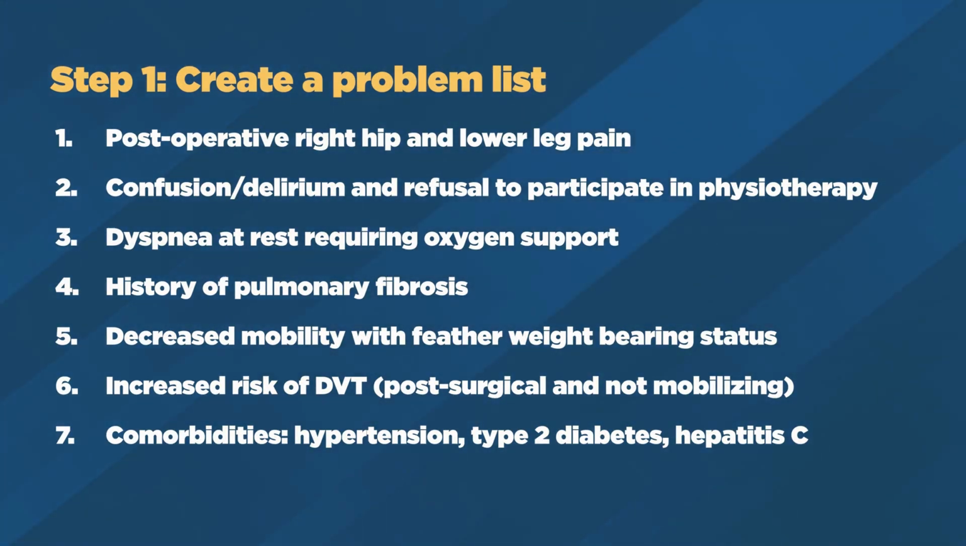Number 1, postoperative right hip and lower leg pain. Number 2, confusion or delirium and refusal to participate in physiotherapy. Number 3, dyspnea at rest requiring oxygen support. Number 4, history of pulmonary fibrosis. Number 5, decreased mobility with feather weight-bearing status. Number 6, increased risk of DVT, post-surgical and not mobilizing. And number 7, comorbidities: hypertension, type 2 diabetes, and hepatitis C.